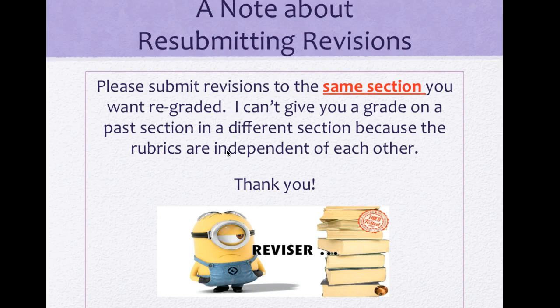I can't give you a grade on a past section in a different section because the rubrics are independent of each other. In other words, I'm grading each section alone. So if you submitted enduring understandings and essential questions in Module 1, it doesn't get graded because I'm not grading that in Module 1. I'm grading that in Module 2 as an example.